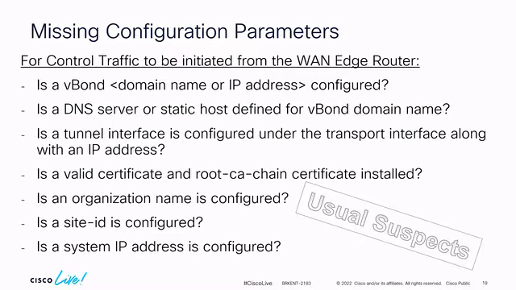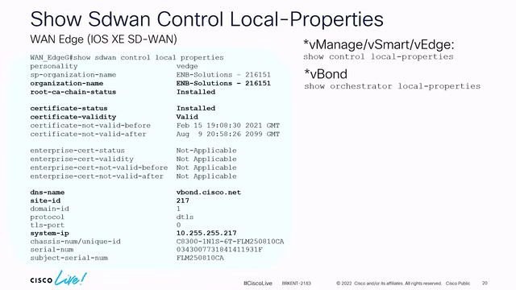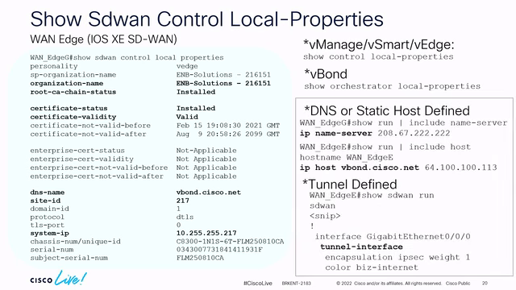Some other things: do we have a valid certificate, a valid root certificate? Is an organization name configured? Is a site ID, is a system IP configured? Without that, we're not going to be initiating any control connections. So one good command we could use to check this is show SD-WAN local properties. This will give us a good view of some of those things I just mentioned. It'll tell us if they're configured, if the certificate's valid, and we can also check the running config to validate whether we have DNS set up and if we have our tunnel defined.